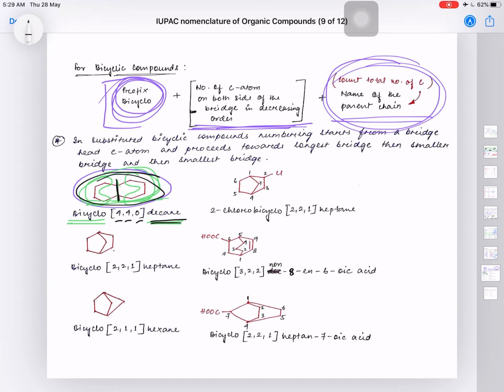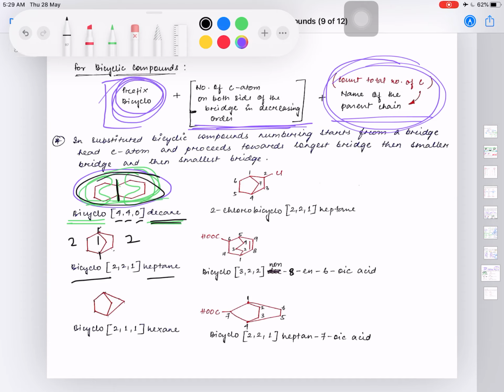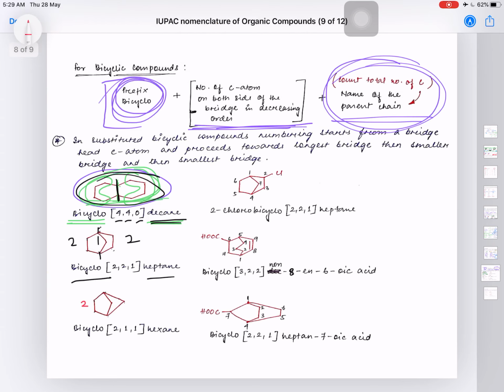In this second example, these are the bridging carbons. On the left hand side you have 2 carbons, on the right hand side also 2 carbons, and in between the bridging atoms you have 1 carbon atom. So the name will be bicyclo[2.2.1]heptane, because a total of 7 carbon atoms are present. Similarly, this one is bicyclo[2.1.1], and if you count, you have 6 carbons, so it is hexane.